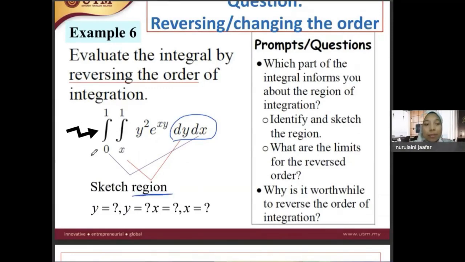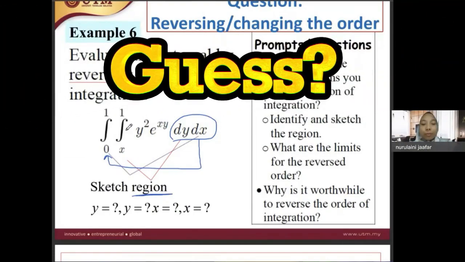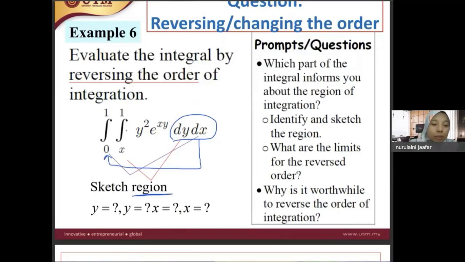You have 4 lines or 4 curves. You see this is the x. From here, you will know what x is. Can you guess what x is for this? X equal to 0 and x equal to 1. Then you check for y. So, y equal to x, y equal to 1.